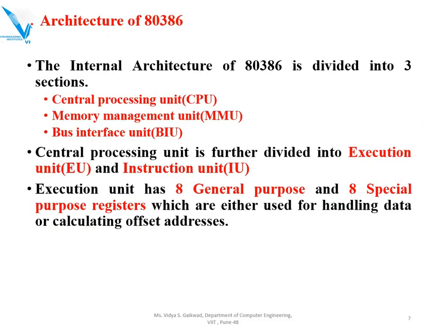Now let's see in detail the block diagram or the architecture of 80386. This architecture is divided into 3 sections. The very first section is the CPU, Central Processing Unit. The second section is the Memory Management Unit, that is MMU. And the third section is the Bus Interface Unit. The Central Processing Unit is again divided into 2 units, Execution Unit and Instruction Unit. This Execution Unit has 8 general purpose registers and 8 special purpose registers, which are used either for handling data or calculating the offset addresses.